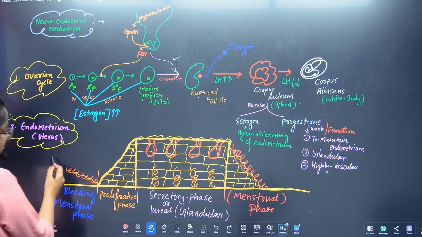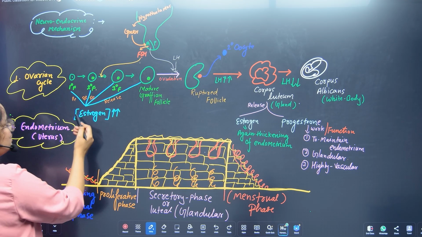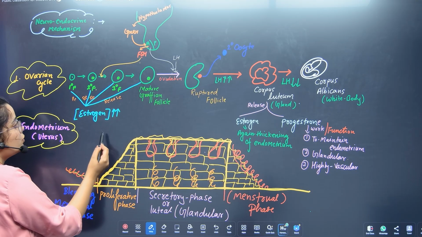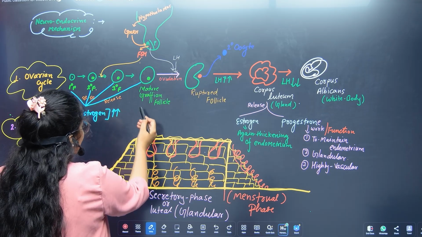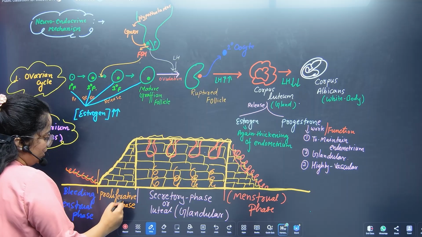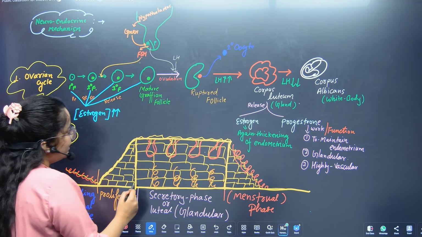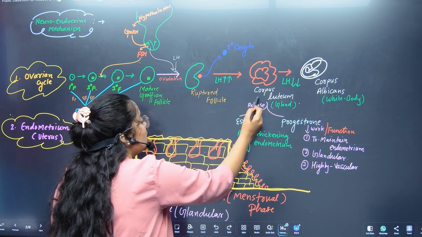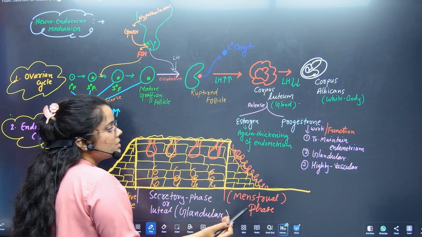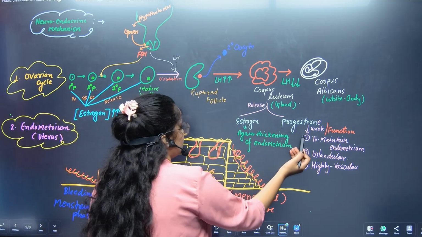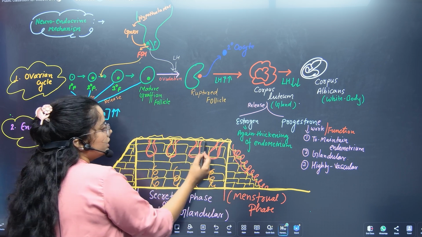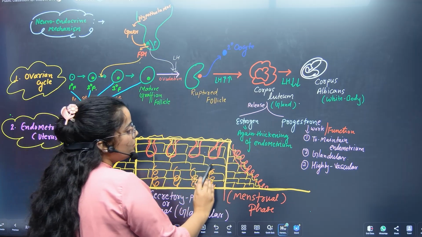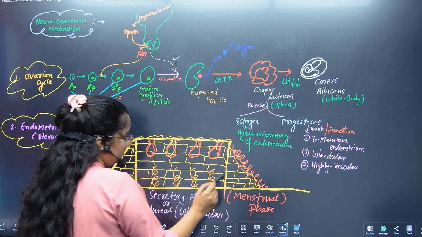Now there is the endometrium cycle, which takes place simultaneously with the ovarian cycle. As a large amount of estrogen is produced by these growing follicles, there is a proliferation of endometrium which leads to the proliferative phase, and later on, after ovulation, there is the production of corpus luteum, which is a glandular body which again produces the two hormones, estrogen and progesterone. This estrogen again leads to the thickening of the endometrium, and this progesterone maintains the endometrium and makes it glandular and highly vascular.